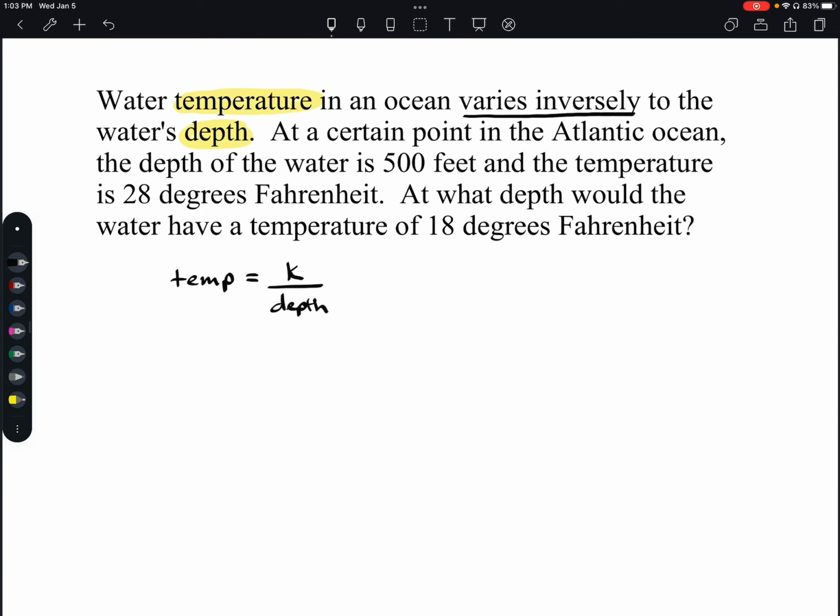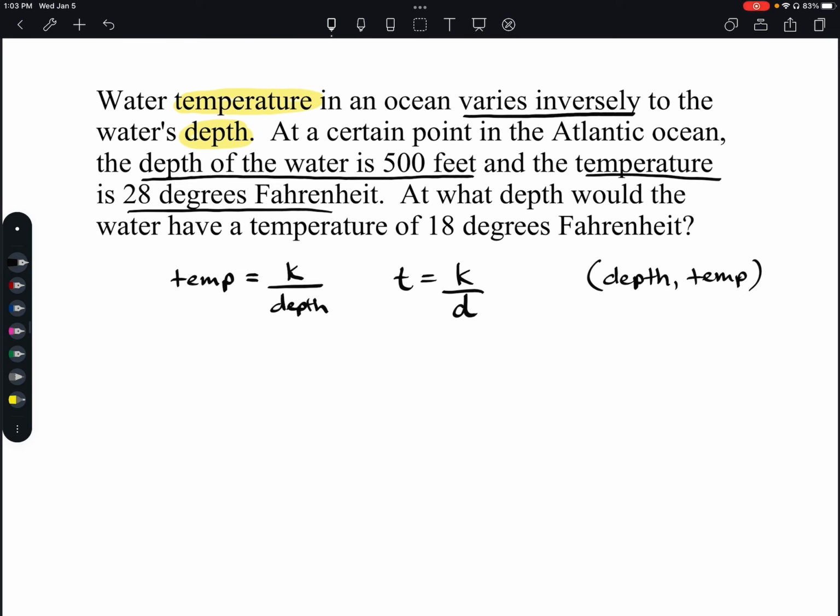We can actually just use variables. We'll say T equals K divided by D. So now we know what those all mean. It says at a certain point in the Atlantic Ocean, the depth of the water is 500 feet and the temperature is 28 degrees Fahrenheit. Our output is our temperature, so as ordered pairs this would be depth, comma, temperature. Our depth here was 500 feet, and our temperature was 28 degrees Fahrenheit.